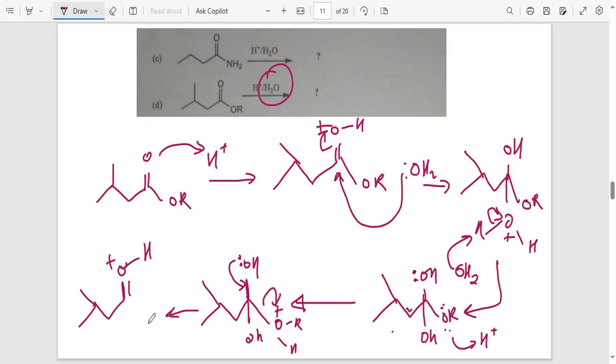The goodness with chemistry, if you understand really a mechanism of one, you know the mechanism of a lot of things. So here again, water can come and grab this proton. This bond will break off. And that is how we end up forming our carboxylic acid. So that will be the final product. Remember, we just wanted the product and not the mechanism for this.